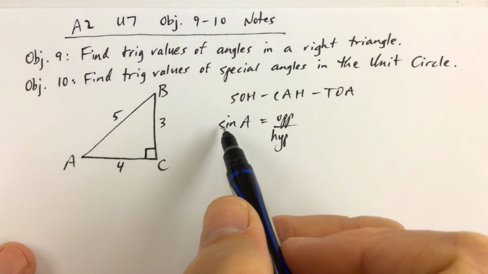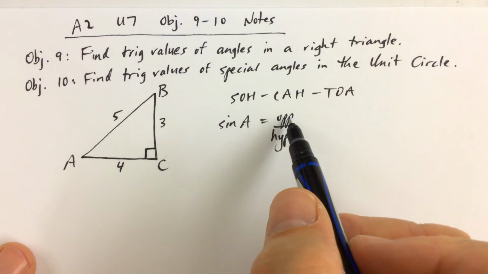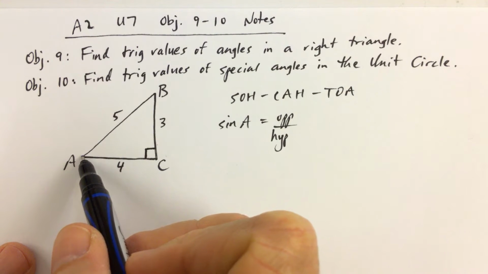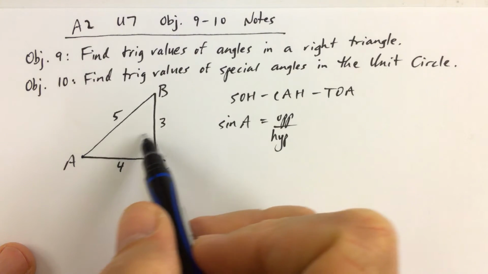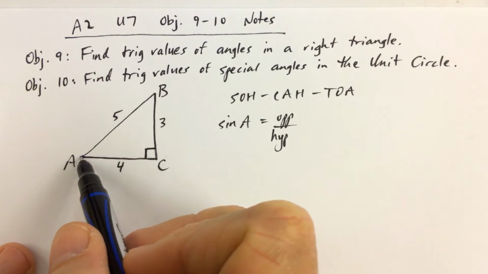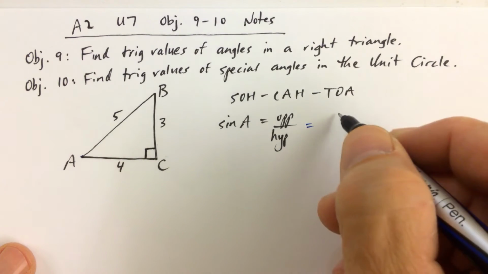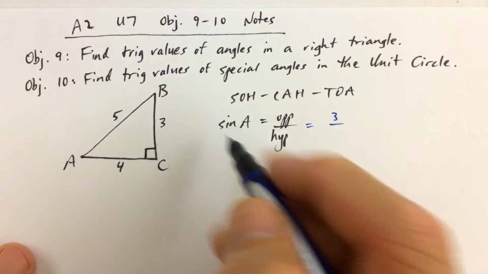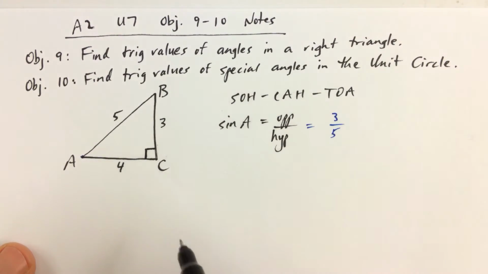So let's take a look. The sine of A equals the opposite leg, which, opposite leg to angle A would be the leg that's not touching angle A, so that's a 3. And then the hypotenuse, that's the 5, it's always the longest side. And so we could do that all day long.